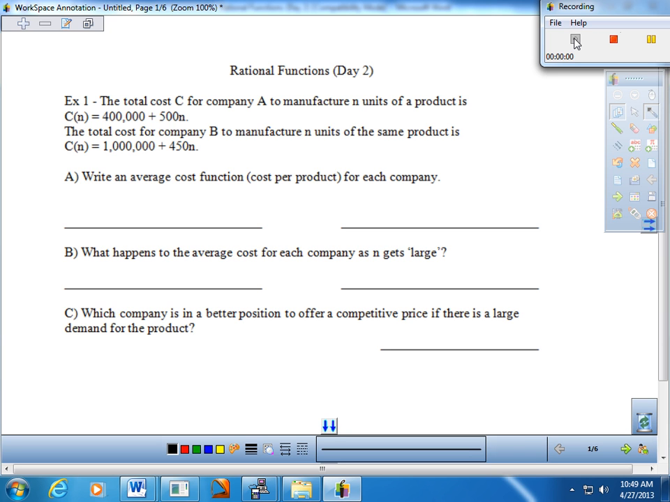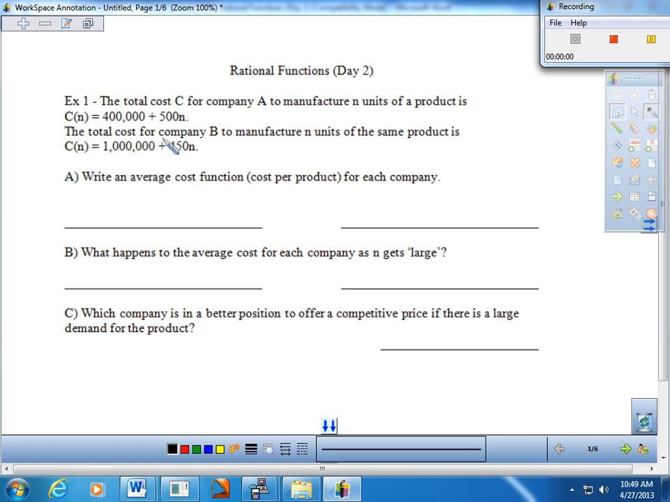Two companies here, and it says the total cost C for company A to manufacture n units of a product is conveniently given by this linear function right here. Okay, not a big deal. So $400,000 really plus 500 times the number of units that they manufacture. All right, not a big deal.